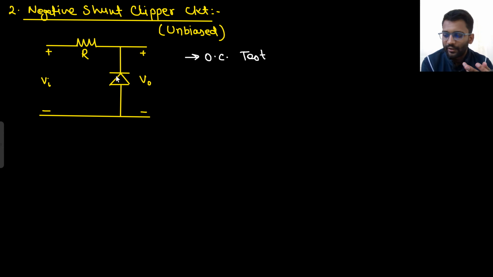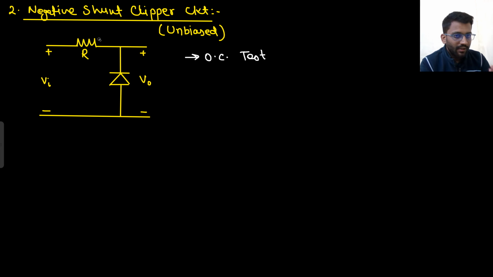Now some student will get a doubt that, sir, how do you say that diode will be having V in voltage, right? They will have the doubt. So now we are applying open circuit test. In open circuit test, resistance will have 0 voltage drop. Are you getting my point? So that's why you can say that complete V in will be coming across the diode.